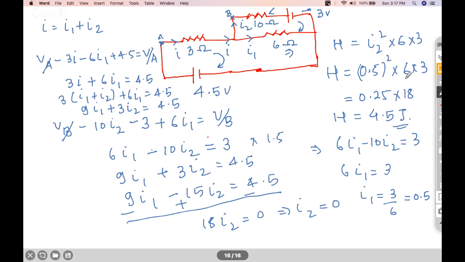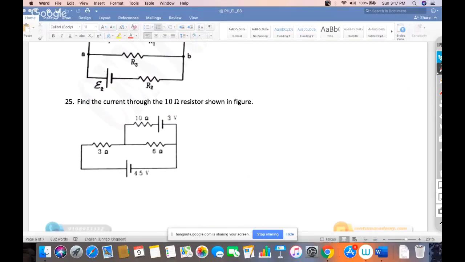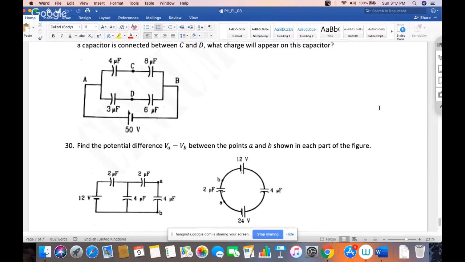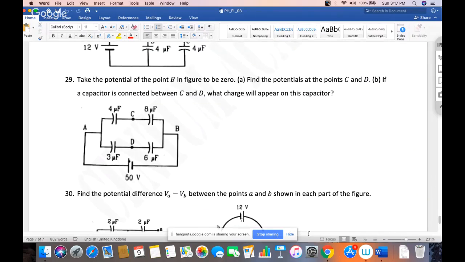Now let me go to question number 29. So just look at here. Question number 29 is this question, 483650. Okay. And I have to find what? Take the potential at B to be 0. Find the potentials at points C and D. If a capacitor is connected between C and D, what will be the charge?